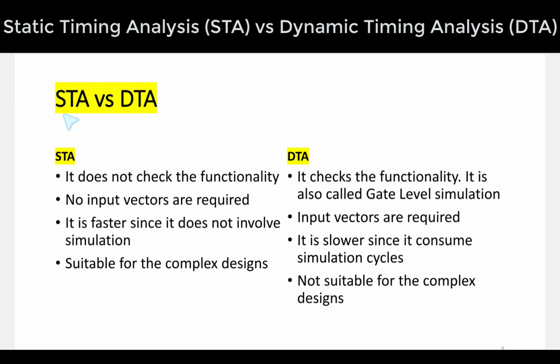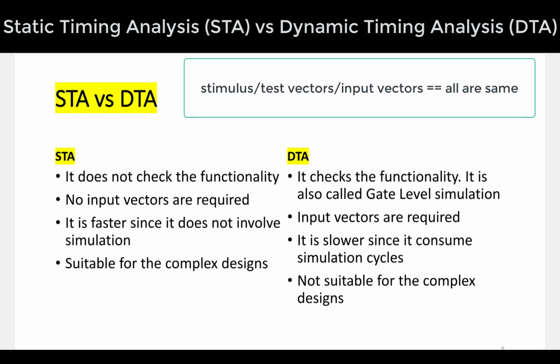Here STA stands for static timing analysis, DTA stands for dynamic timing analysis. So let us see the comparison between these two. So coming to STA, it does not check the functionality, whereas in case of dynamic timing analysis, it checks the functionality. It is also called gate level simulation. Next, no input vectors are required. Here we are not applying any input vectors. So just by using .libs, static values will be used in order to calculate the delay, whereas here we are applying input vectors. So that's why here input vectors are required.